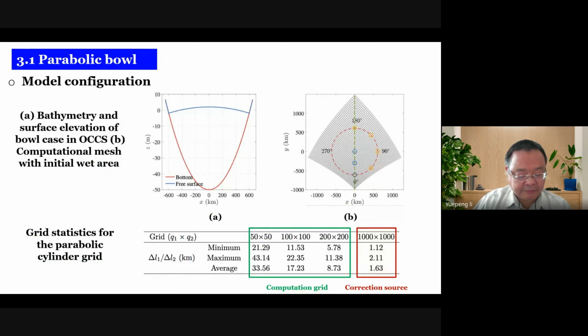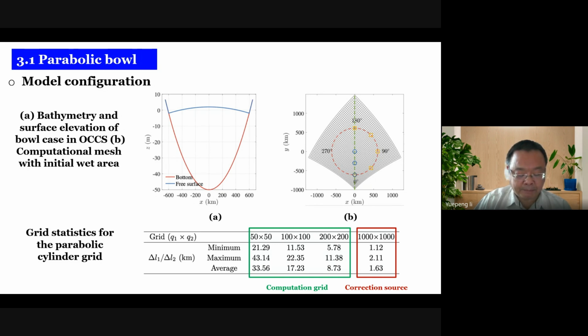Several cases of wetting and drying have been tested in the present study. In the first case, oscillatory flow with a moving shoreline driven by an initial surface elevation in a bowl-shaped basin is considered. The red line is the bathymetry and the blue line is the initial surface elevation. This case is a challenge. Consider that the error introduced by the shoreline movement will contaminate the solution in the whole domain.